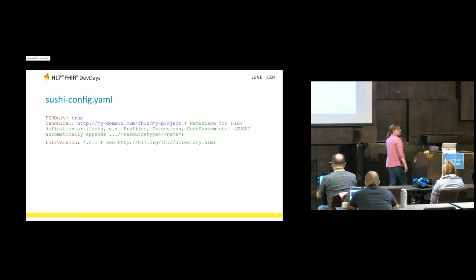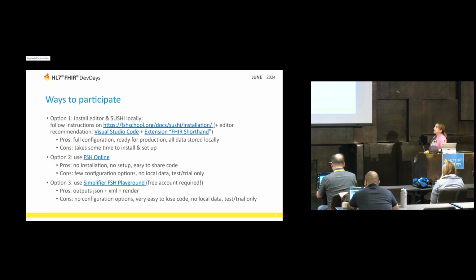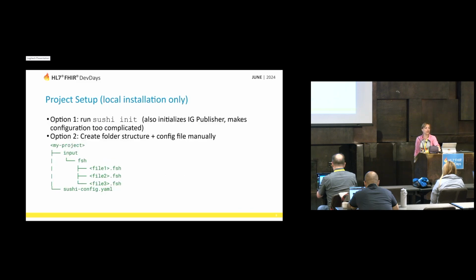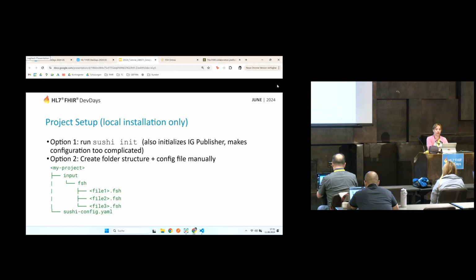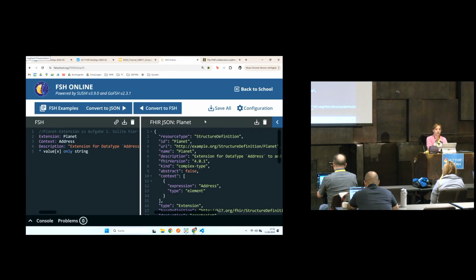If you're using the online tools, like options 2 and 3, you're not going to need to take care of the structure or to configure your compiler. In this case, you will only have a text field. Like, for example, this is the FHIR Online tool. It has 2 panels. And on the left side, you type in your FHIR Shorthand code. And then you press the Convert to JSON button at the top. And the compiler will run in the background.